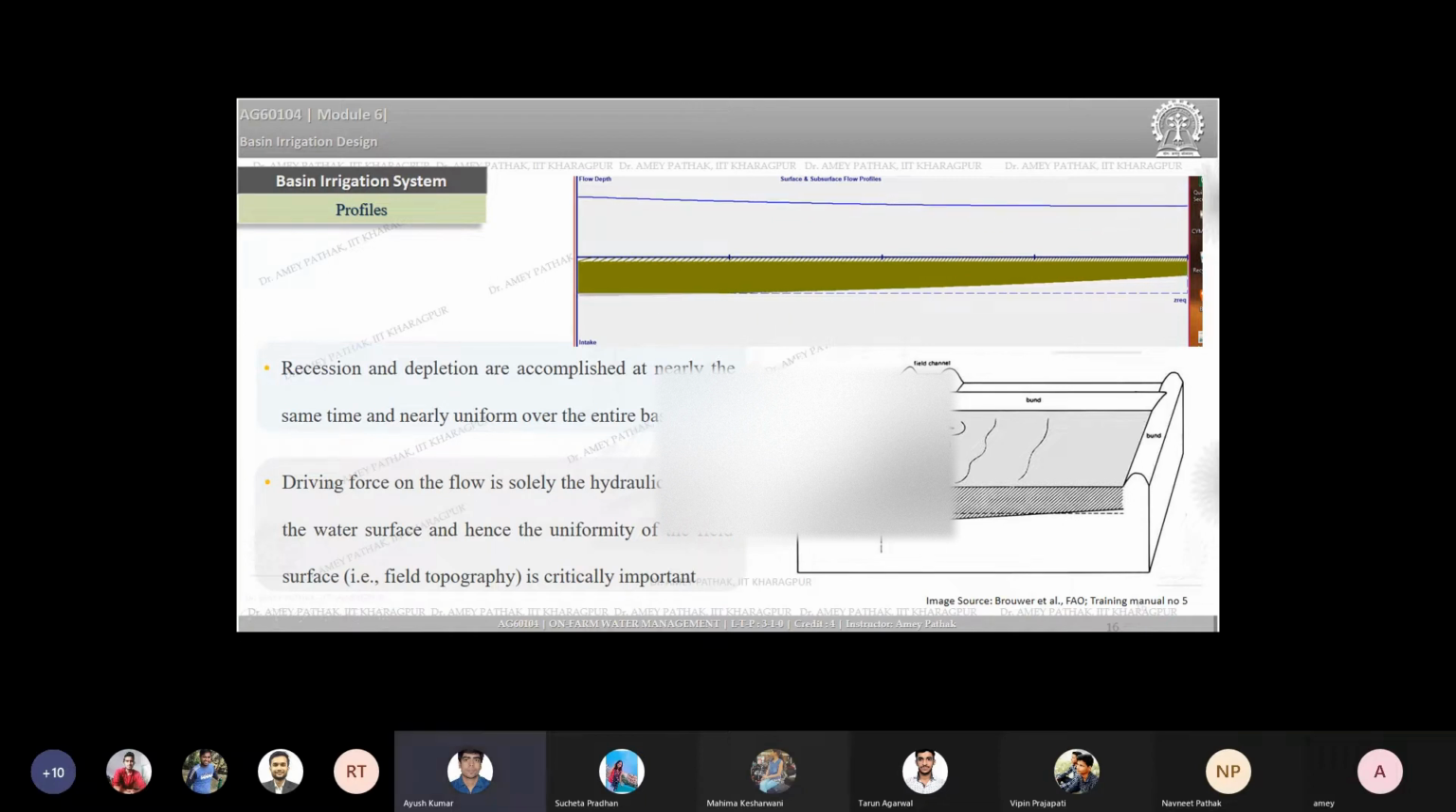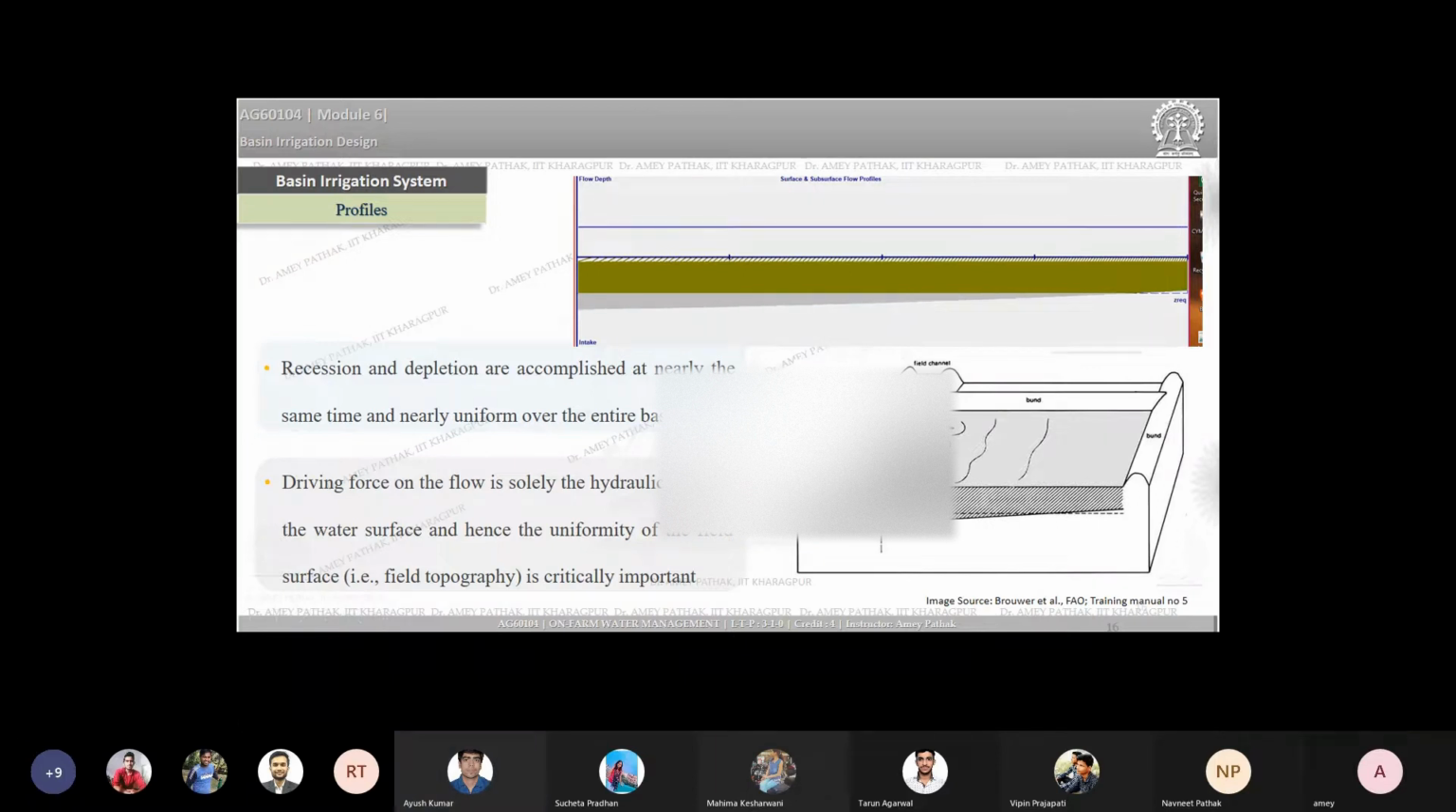Hello. Sir, please explain once again hydraulic slope. What is meant by hydraulic slope? Hydraulic slope is the slope of the water surface. Means, you might have seen the energy diagram.